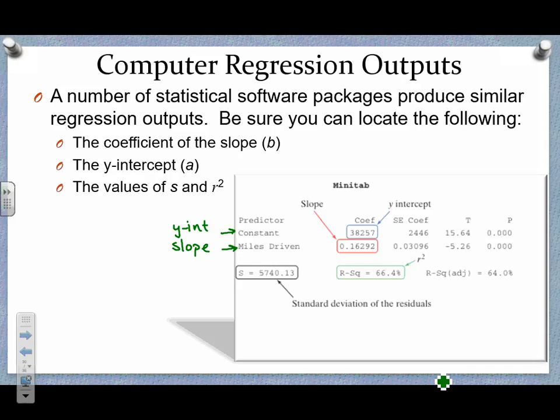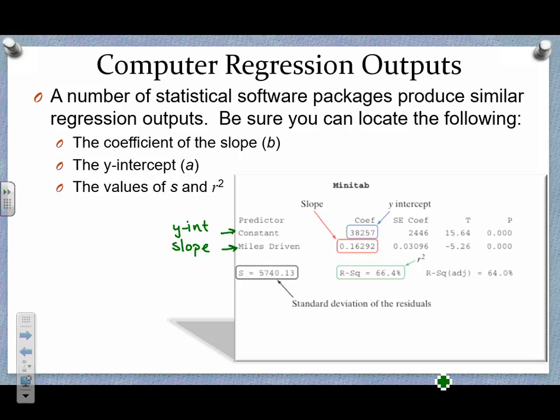So that first column tells you which variable you're looking at, or which piece you're looking at. Are you looking at the y-intercept, or are you looking at the slope? Constant's y-intercept, named variable is slope. The second column is going to give you the actual values. So that's where you're going to get your information to create your regression line and so on.